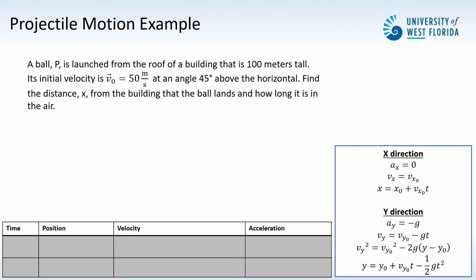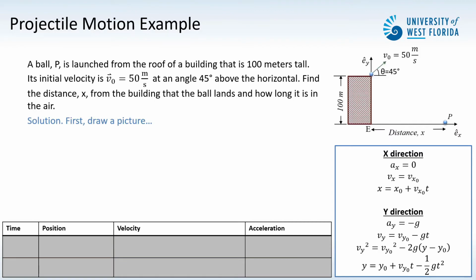As always, we start by drawing a picture and making sure that we have an Earth-fixed reference frame with EX and EY unit vectors. Notice that I placed the origin of my inertial reference frame E at the base of the building. I did this so all components of the position vector will be positive, both at the initial and final conditions of the problem. However, you can place the origin wherever you like.